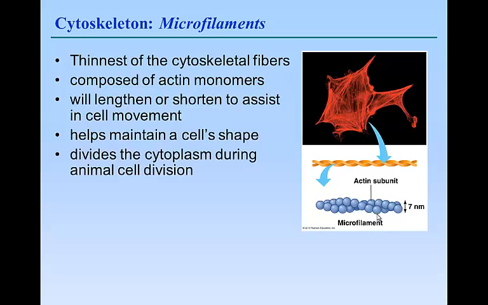Actin is a monomer, made up of single subunits that are pushed together. It can get longer or shorter in helping to assist the cell's movement, and it's also really important in terms of maintaining a cell shape. Microfilaments are important in terms of dividing the cytoplasm during cell division.